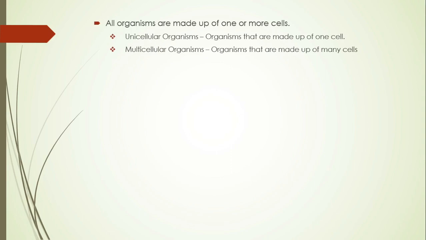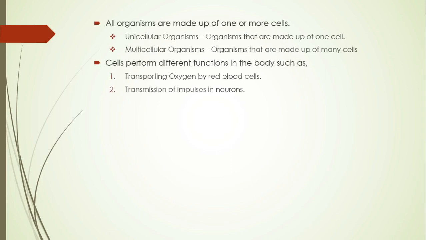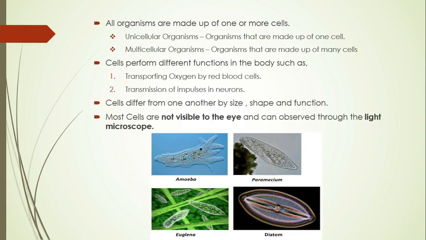All organisms are made up of one or more cells. One, unicellular organisms are organisms that are made up of one cell. Two, multicellular organisms are organisms that are made up of many cells.